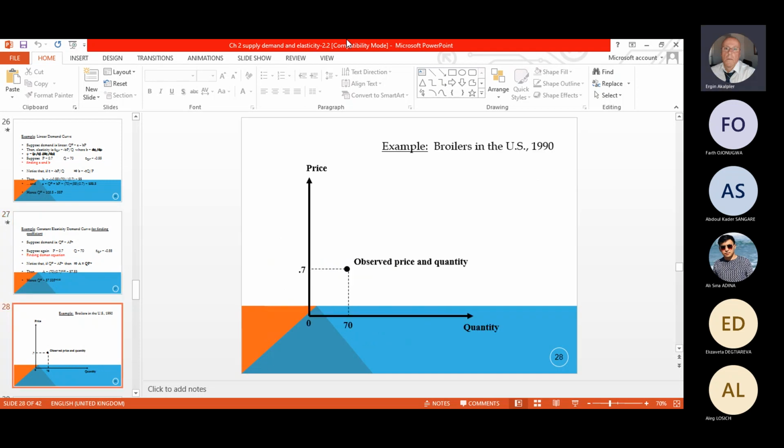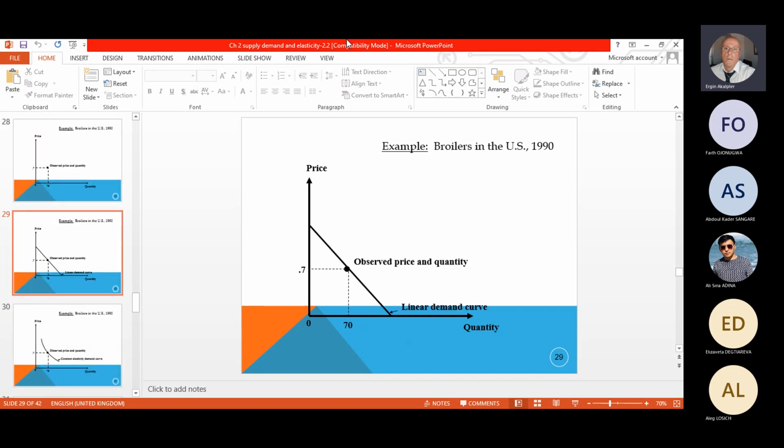Then the example for broilers is given. The observed price and quantity are 0.7 and 70, as in the former example. Then the linear demand curve is represented here, as you see, and the constant elasticity demand curve is also given, as it is a curve. When they cross each other, we have the intersection of these two for estimating the elasticity.